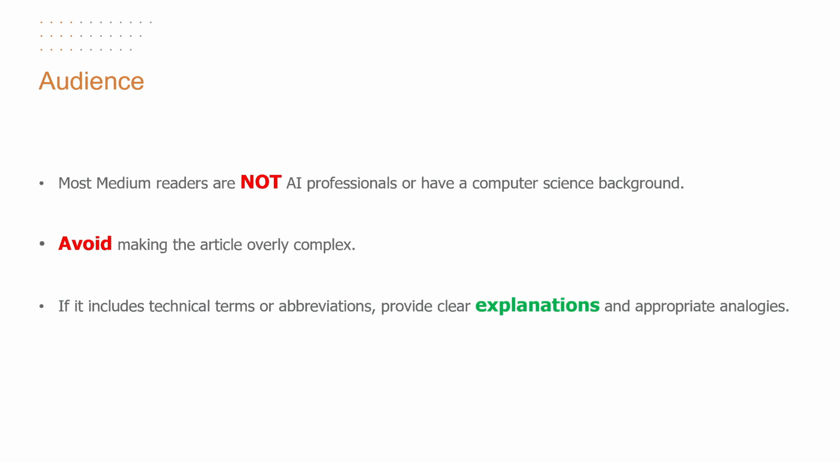Here's a quick tip: always keep your audience in mind. Not everyone has a computer science background or is an AI expert. So, when writing, please avoid overly technical terms. If you bring up stuff like LLM or neural networks, be sure to explain them in plain language, just like you'd explain something to your curious friend.